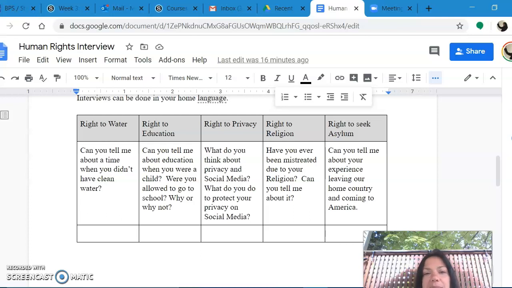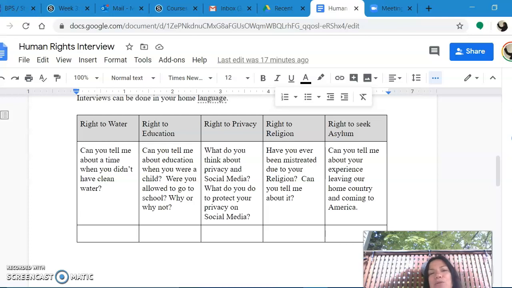Similarly, you might ask them about their experience with the right to education. As we know, public education is not the way that every country goes about education. Some people have to pay for education. Some countries don't allow women or girls to go to school. So you might want to ask your family, what was their experience with school? Were they allowed to go? How did they feel about that? Again, it can really provide a great place for you to talk to your parents about some of their experiences that they've had in their past.